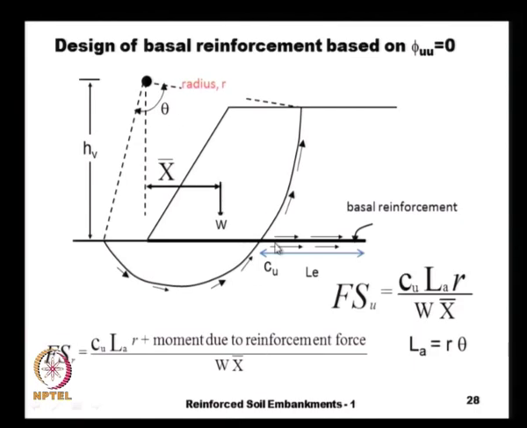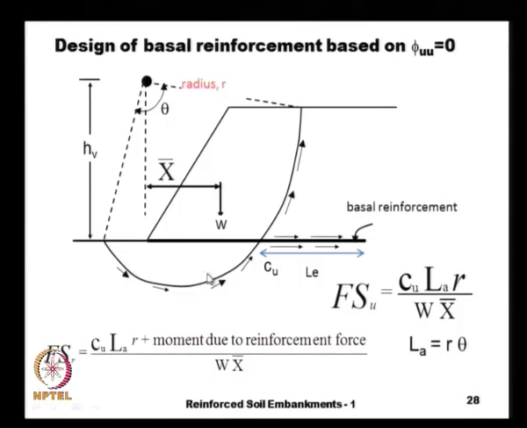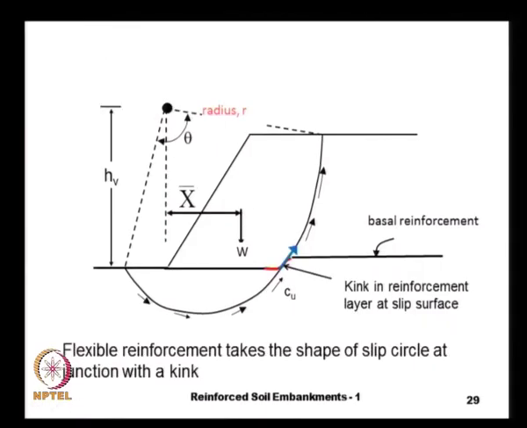And there are two cases that we can consider, because sometimes the basal reinforcement could be provided in the form of steel strips or welded wire meshes, and in such cases where the reinforcement is very stiff, we can assume that the reinforcement remains horizontal, whereas if you provide a flexible type reinforcement like a geosynthetic or a geotextile, it is possible that at the point of contact with the slip surface, there will be a kink formed within the geosynthetic, and at this point we can assume that the reinforcement force is acting along the slip surface, or tangent to the slip surface, and we call this type of reinforcement a flexible reinforcement.